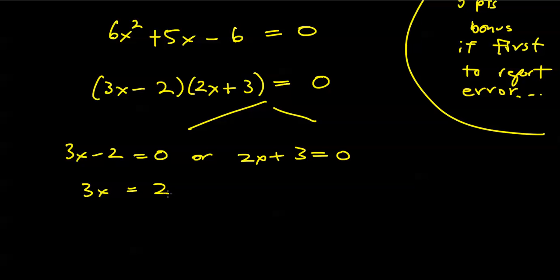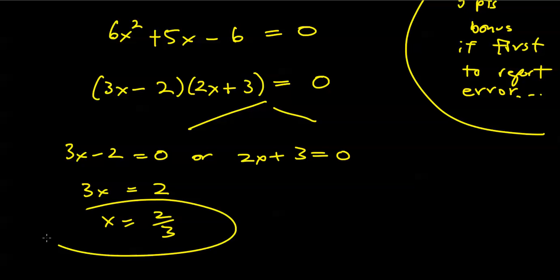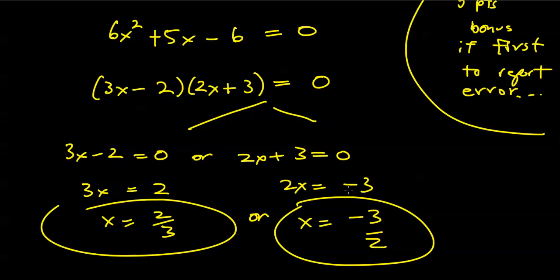I'll add 2 to both sides on the left branch and divide by 3. So x equals 2/3 on the left, or 2x equals minus 3, or x equals minus 3/2 on the right branch. So again, a degree 2 equation with 2 solutions for x.